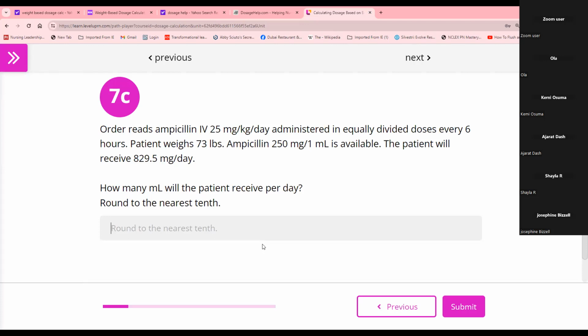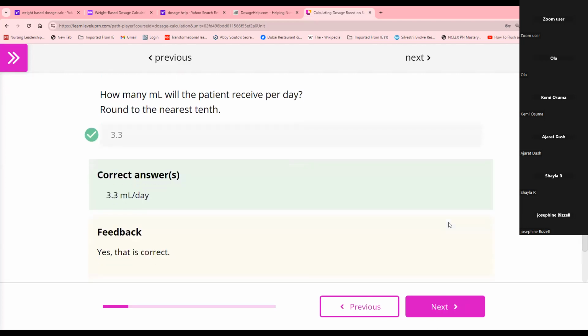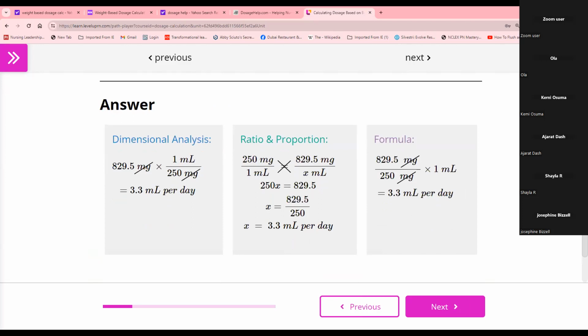It's round to the nearest tenth. 829. Oh, you got it right. 3.3. You got it right. So mostly on your test, you're doing like the first part of the calculation. You're either calculating a desired dose, and you'll know that when you see how the dose is ordered. But usually I don't give you a daily dose. I just give you a single dose. And that's how it's going to be ordered. So you won't have any trickiness there. You just have to really read what it's asking you.